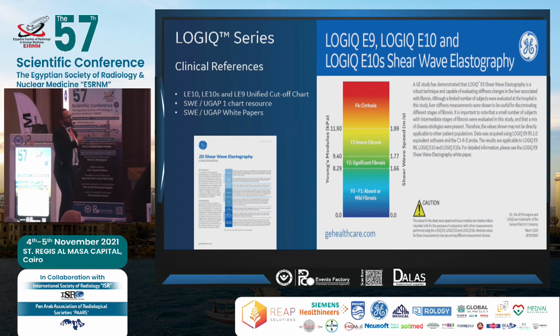This table is a result of a white paper where we compared the shear wave values to the gold standard, the liver biopsy. So 0 to 8.29, you're speaking about absent to mild, then 8.29 to 9.4 severe, and so on. So this was what we've done for the shear wave. On the live scan, we will see what we've done to make it even much easier.